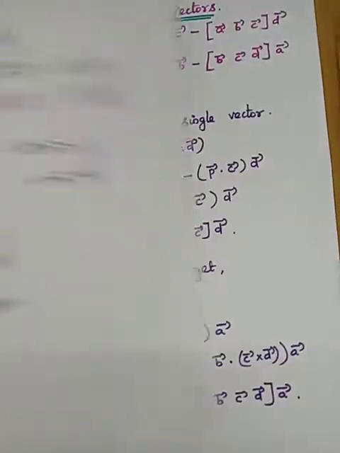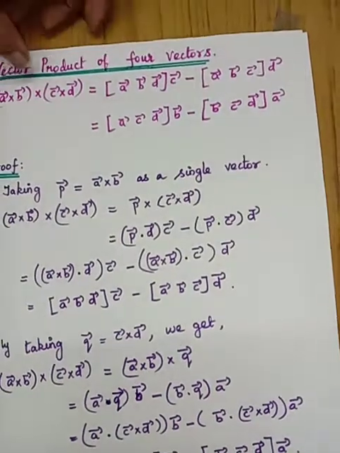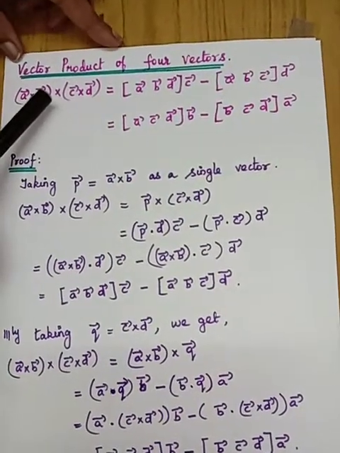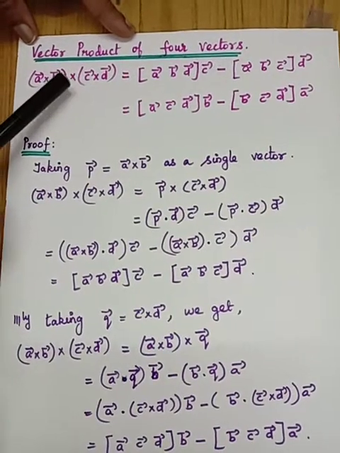So next one, we are coming to the vector product of 4 vectors. So see that in Lagrange's identity, here you are having dot product. Now you are having cross.